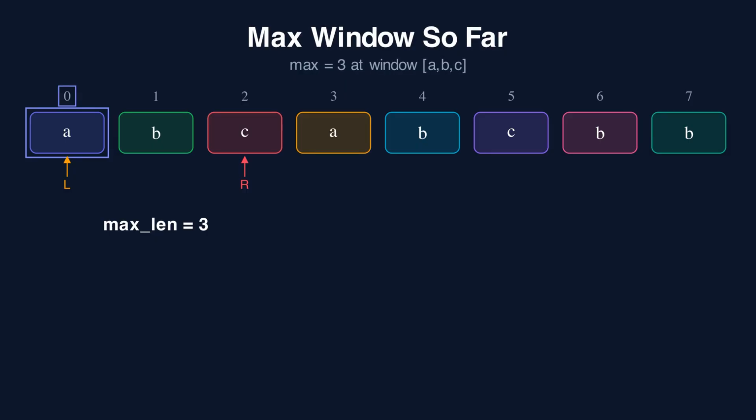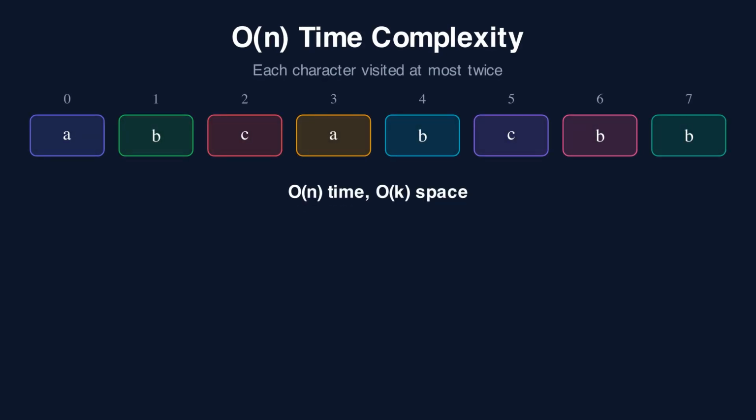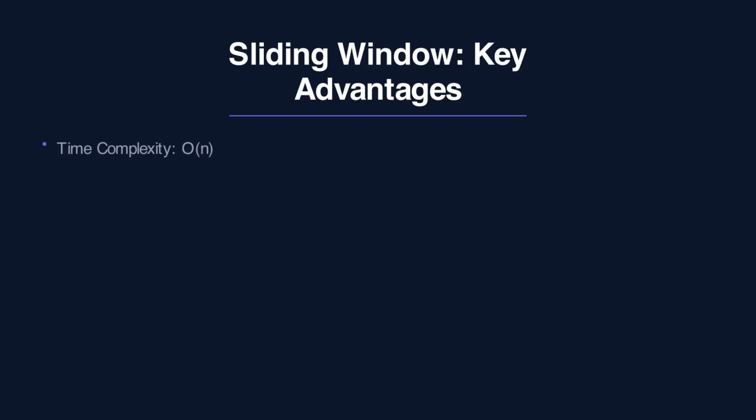We track characters in a hash set or map to efficiently check for repeats, ultimately finding the maximum window, ABC, with size 3. The pwwkew example further illustrates the technique, showing how the window adjusts to find wke as the longest unique substring of length 3. This technique offers significant advantages, achieving an O(n) time complexity by processing each element efficiently. It maintains an O(k) space complexity, where k is the character set size, due to the auxiliary data structure like a hash set.